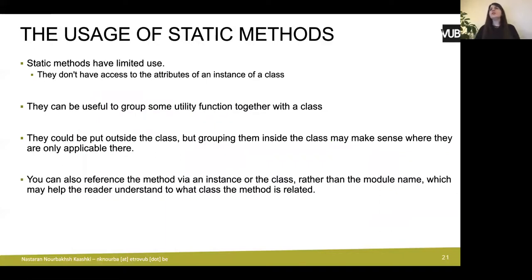So the usage of the static methods. The static methods have limited use. They don't have access to the attributes of an instance of a class. So when they don't have access to the attributes of an instance of a class, they cannot be very useful. They also don't have CLS to be able to call the constructor. So what can we do with them? We also have these methods in other languages. They can be useful to group some utility functions together with a class.